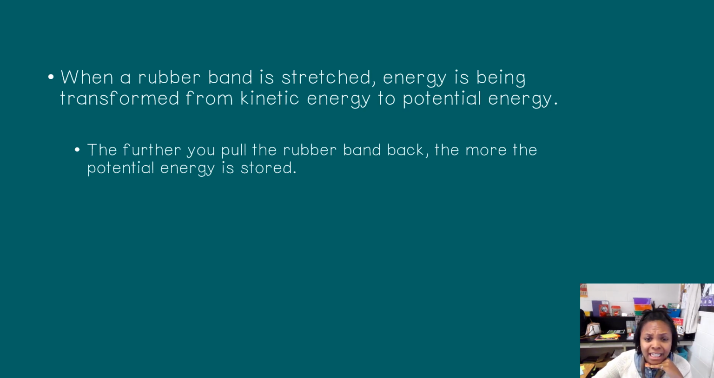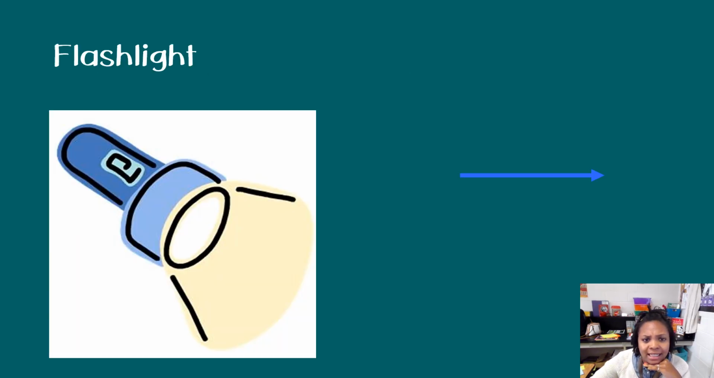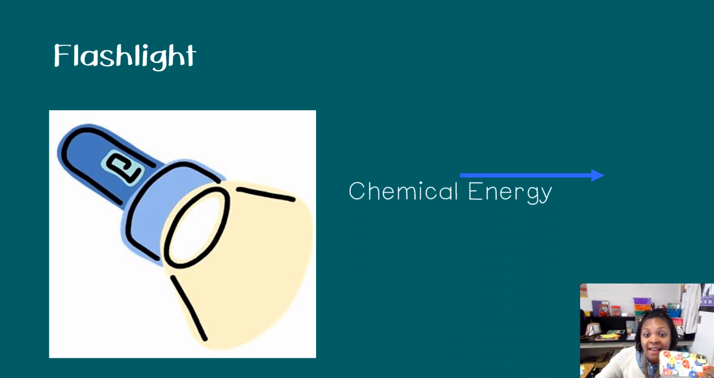Okay. So next, let's look at this flashlight. So let's think, what type of energy is being transformed in the flashlight? If we have a flashlight, let's say my phone is the flashlight. Miss Brown's phone is the flashlight. In order for something to happen, what has to happen? So what is the source? What type of energy is at the source of the flashlight?